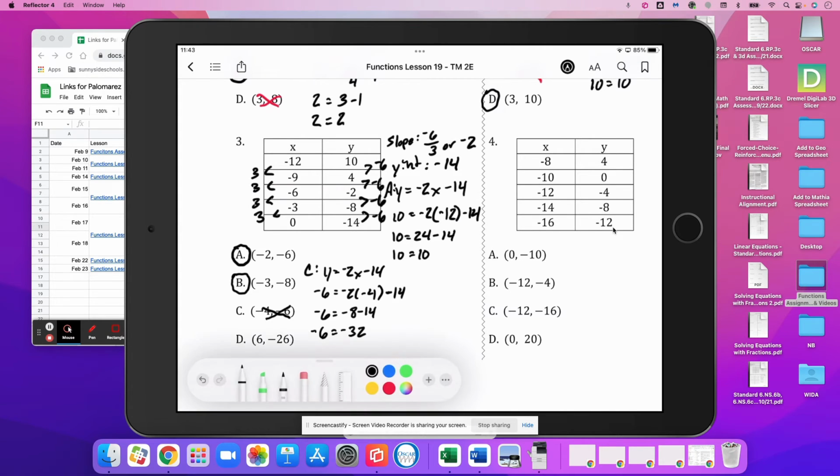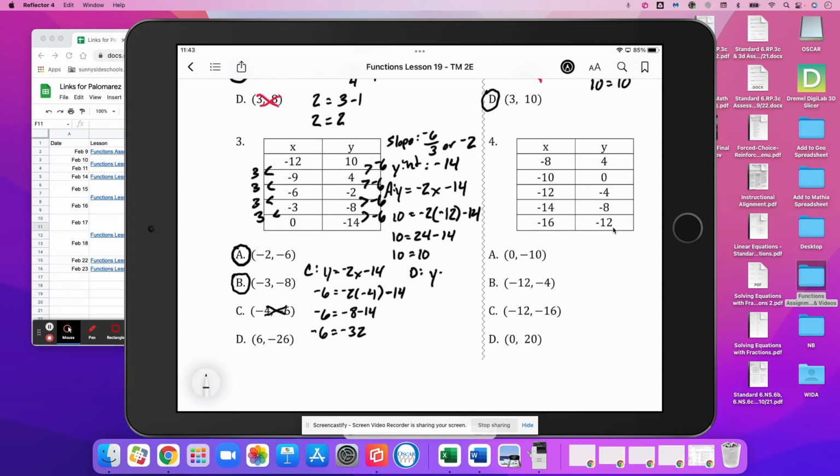And another way we could also know, and this is just kind of a little trick, since we already had negative 6 right here and that worked, for this to be a function, negative 6 can only have one other partner. We already know it works with negative 2, so it can't work with negative 4. Another way to kind of catch it if you are paying attention to that.